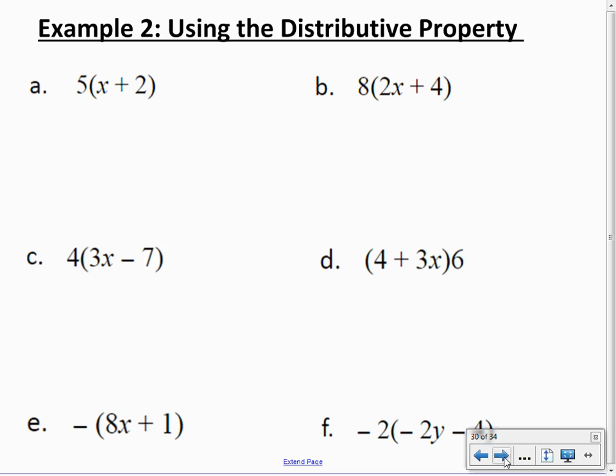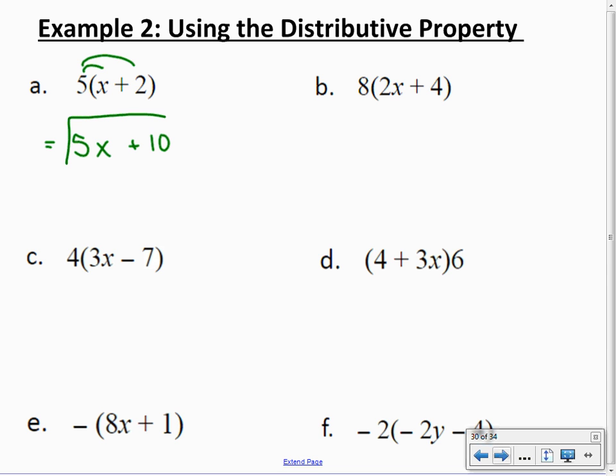So let's try it. For example A, we have a 5 outside and an x plus 2 inside. So we're going to draw our arrows first from 5 to x and 5 to 2. And we're going to multiply, okay? And we multiply every single time that we distribute. So 5 times x just gives us 5x. 5 times plus 2, or positive 2, gives us plus 10.